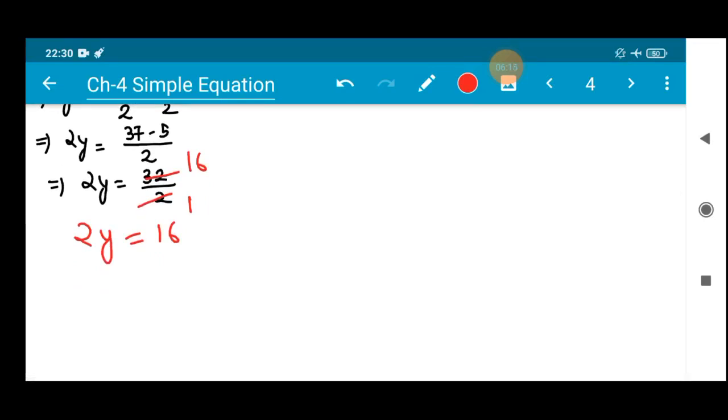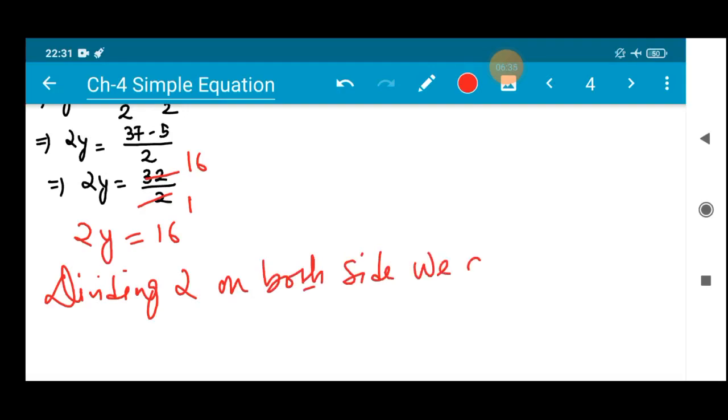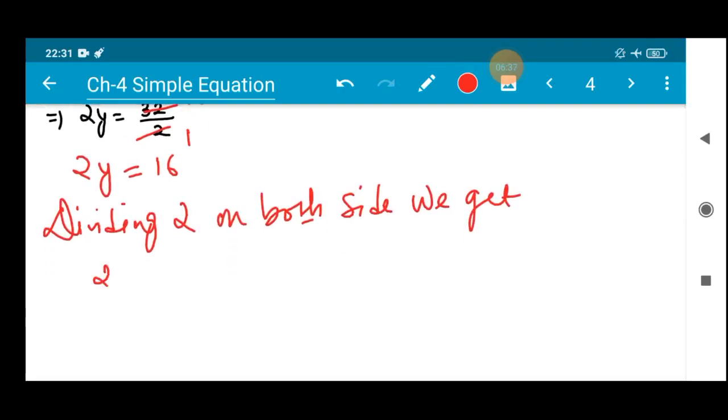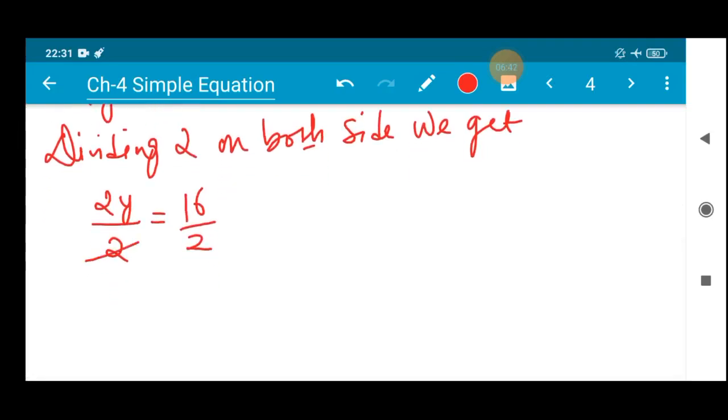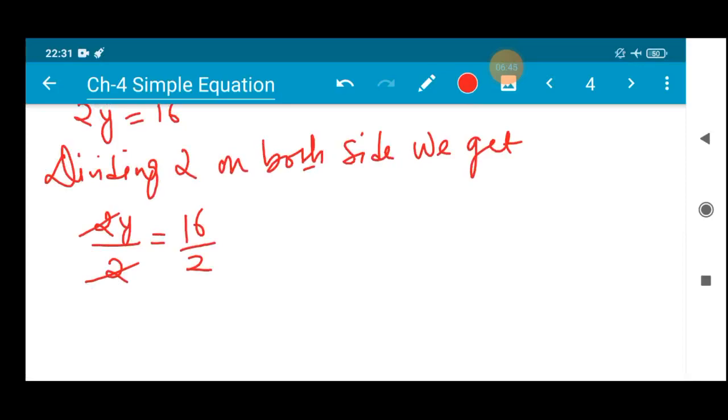Now still our job is not over here. We have to work on the next step, that is, dividing 2 on both sides. Why? Because the coefficient 2 is multiplied with y. Still we have to make our variable alone. So dividing 2 on both sides, we get 2y divided by 2 is equal to 16 divided by 2. Hence the value of y will be, 2 eights are 16. So the value of y is 8 here, isn't it?